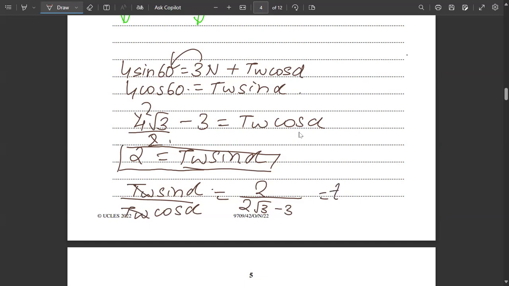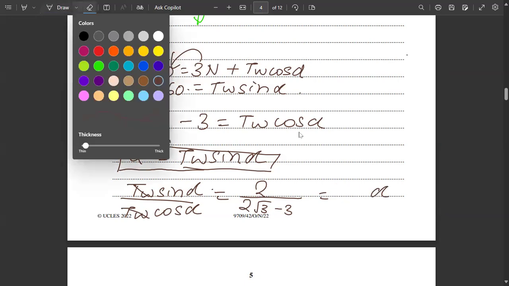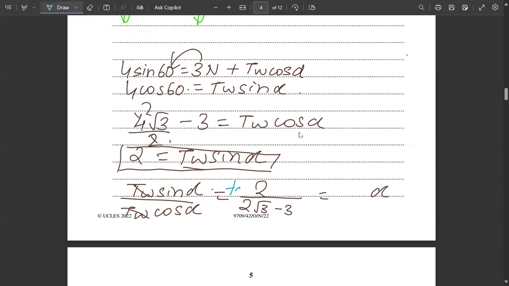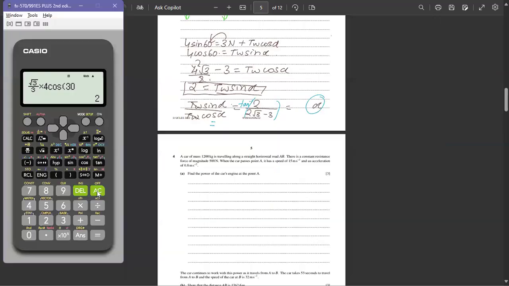Sine alpha upon cos alpha is tan alpha. And this tan can go there and become tan inverse. So tan inverse of 2 upon 2 root 3 minus 3 will give the value of alpha for us. Once we find alpha, let me put it in the calculator. Tan inverse of 2 upon 2 root 3 minus 2. So the value is 53.8 degrees.